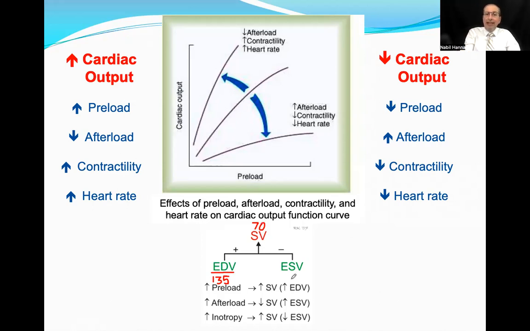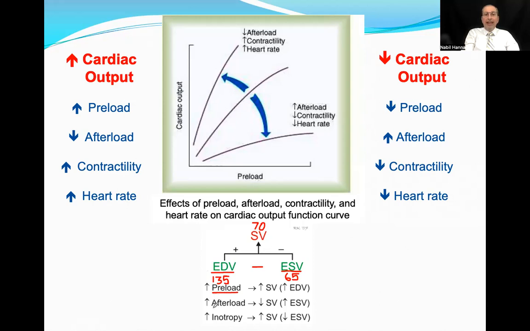And this is the end systolic volume, ESV. So the ESV is roughly 65 milliliters. And the stroke volume is simply the difference between the end diastolic and the end systolic. So let's look at the effect of the three determinants of the stroke volume. When you increase the preload, then the end diastolic volume goes up, and as a result of that, the stroke volume goes up.